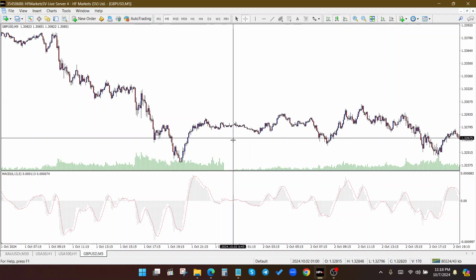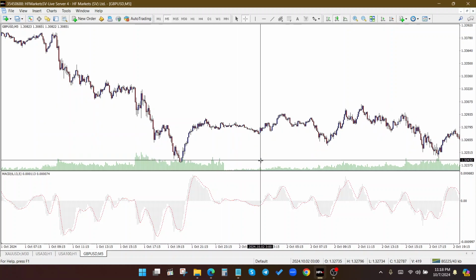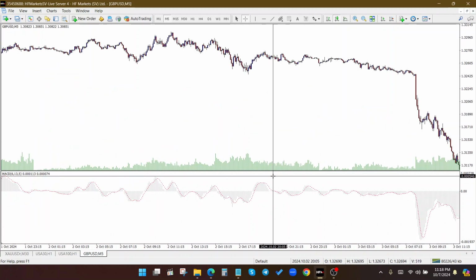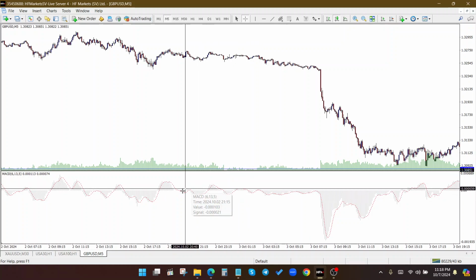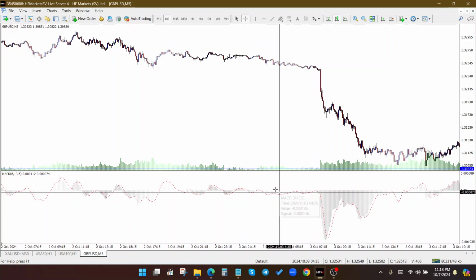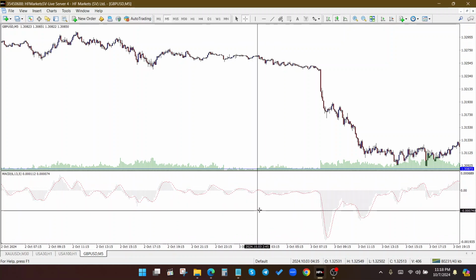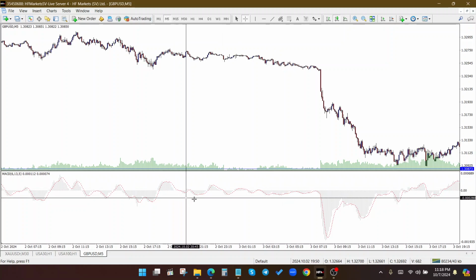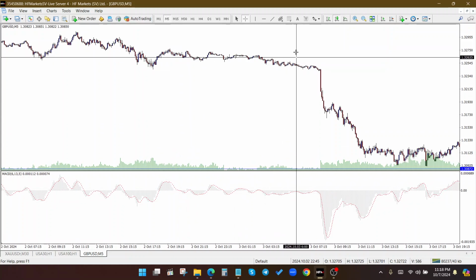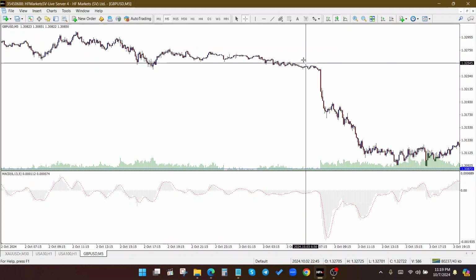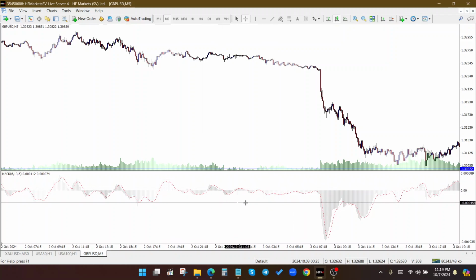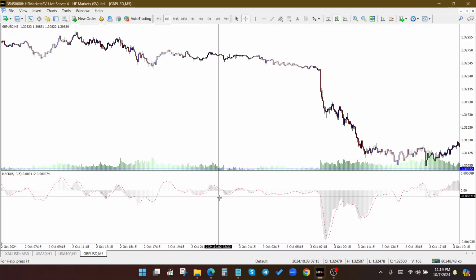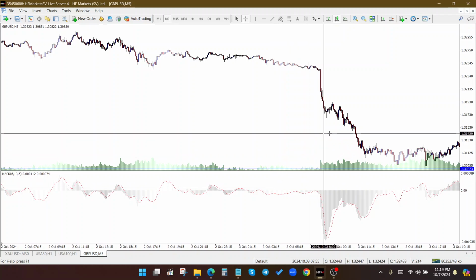Meanwhile, a shrinking histogram warns of weakening momentum. When you see a shrinking histogram somewhere like this example, it shows that the momentum is weak, as you can see around here. The momentum was weak, so the shrinking of the MACD histogram bars shows weak momentum.